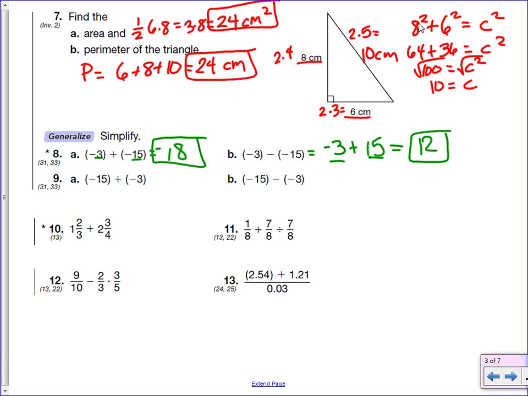And number 9, we have -15 plus -3. So -15 plus -3, they have the same sign. So we add them. 15 plus 3 is 18 again, and they're both negative. So it's -18. And then we have -15 minus -3. We're going to add the opposite of -3, which is +3. And they're different signs, so we would subtract. 15 minus 3 is 12. And the sign on the bigger number, 15, this time is negative. So this one is -12.